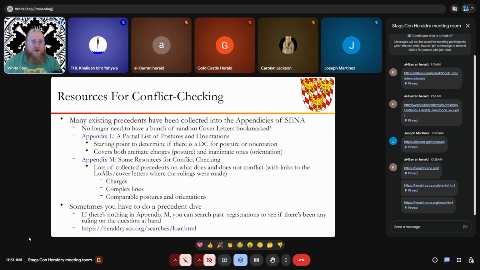A couple years ago, a Laurel, I don't remember which one, started collecting precedents, because you used to have a lot of random cover letters bookmarked. I would need to know which cover letter had all of the conflicts for crosses, like what crosses conflict with other crosses, or how we do conflict checking for birds. That's a different cover letter. So you'd have to have a bunch of those bookmarked. Now those are all collected into Appendix M. They're not all there, and not everything.